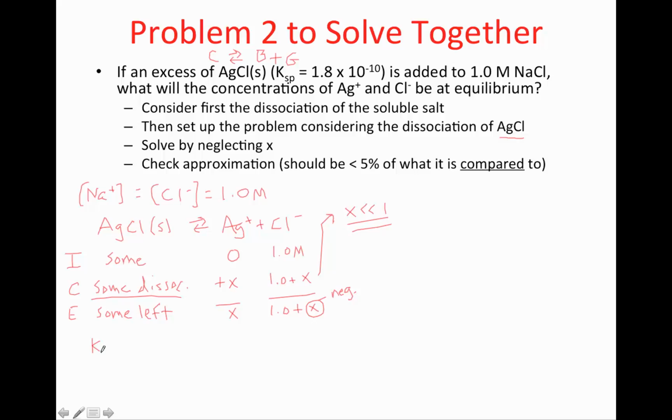So we're going to write down KSP is equal to, and we're going to leave off the concentration of the silver chloride because it's constant, it's a pure solid.